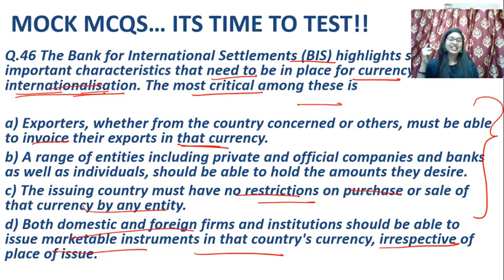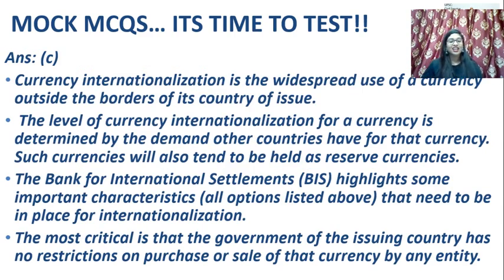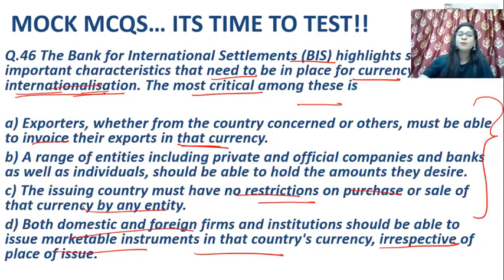And yes, guys, the answer is option number C. Kudos to those very few people who gave the right answer. Yes, Arun Varman, kudos to you, you gave the right answer. It is option number C, that is the issuing country. Literally, that country must not have any restrictions on the purchase or sale of that currency by any entity.